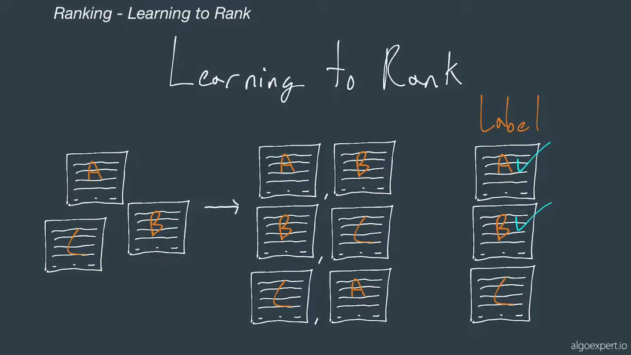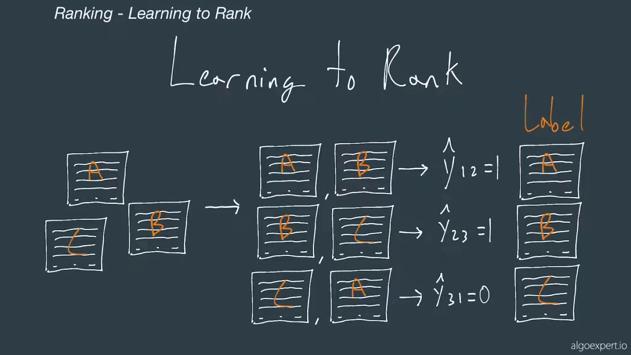So now what we do is we assign y hat ij that we saw earlier. So here, this should be 1, because what that means is that A should rank over B, and we see that in our label. This should be 1, because B should rank over C, which is what we see. And then C to A pairwise should be 0, because C does not rank over A.